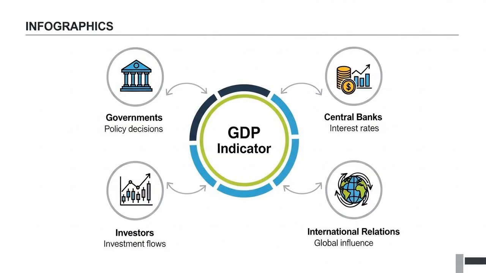Individual investors also use this data to decide where to allocate their assets, favoring countries with robust economic growth. On the world stage, GDP is often used as a shorthand for a nation's power and influence. A larger economy typically means more geopolitical clout, more sway in trade negotiations, and a greater role in international organizations like the World Bank and IMF.